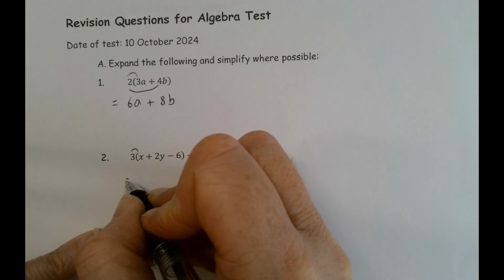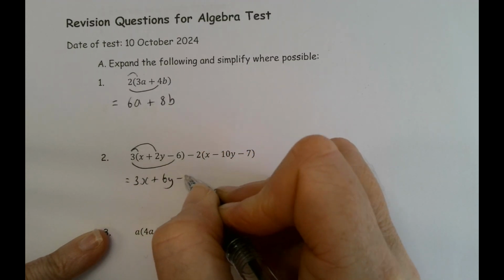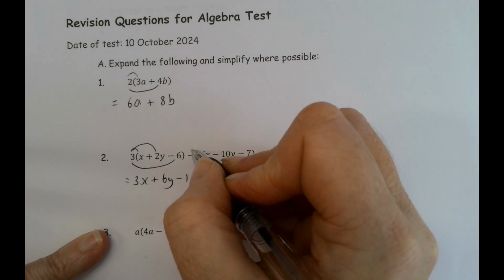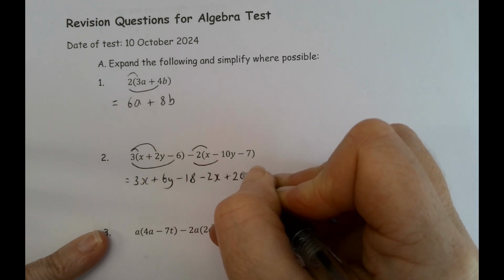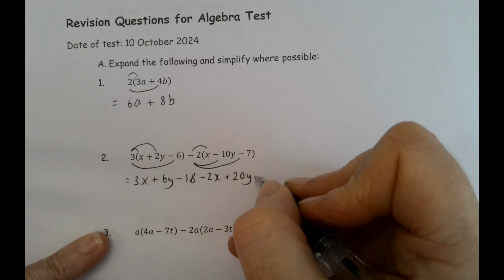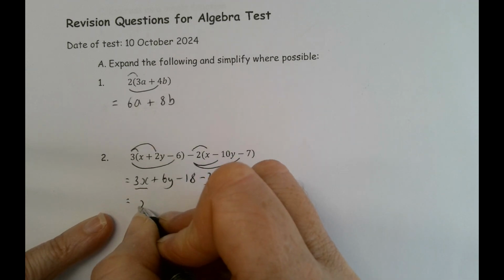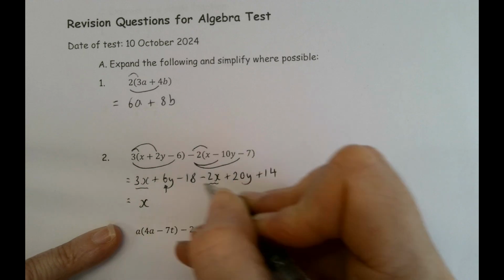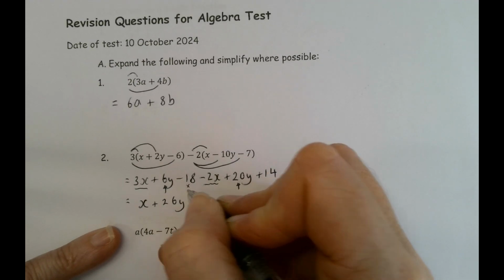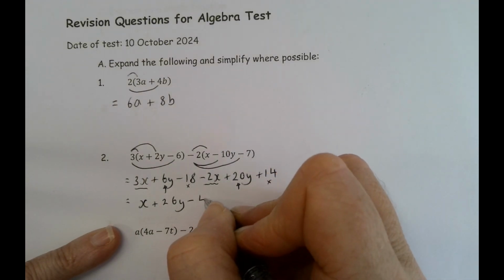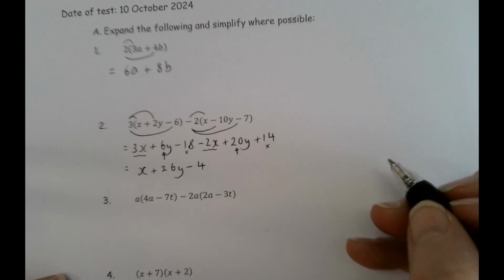Next one, 3 by x is 3x, 3 by 2y is 6y, and 3 by minus 6 is minus 18. Minus 2 by x is minus 2x, minus 2 by minus 10y is plus 20y, and minus 2 by minus 7 is plus 14. Then I've got 3x and minus 2x. They can go together. That's x. I have 6y and 20y. They can go together. That's 26y. And I have negative 18 and plus 14, so that's going to be negative 4. So x plus 26y minus 4.